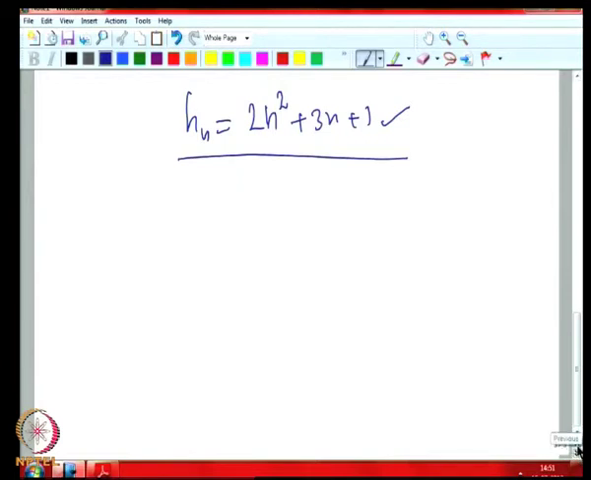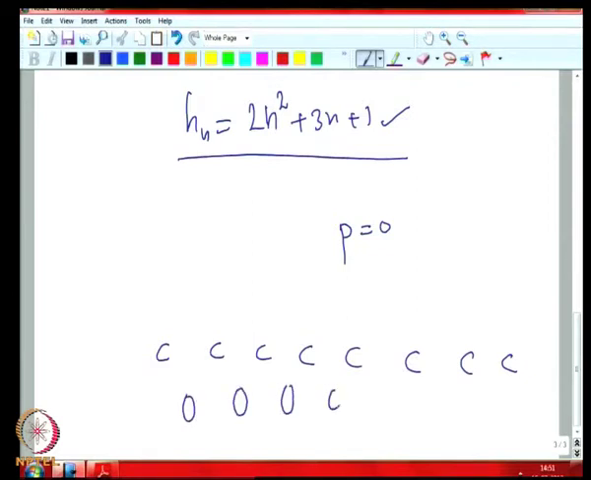We will do it by induction. Suppose the degree of the polynomial is 0, that is, p equals 0. Then it is a constant, and the sequence itself will look like C, C, C, C, C. Now, if you take the first order difference sequence, then we will get 0, 0, 0, 0, 0. That means these gaps are always 0, right?